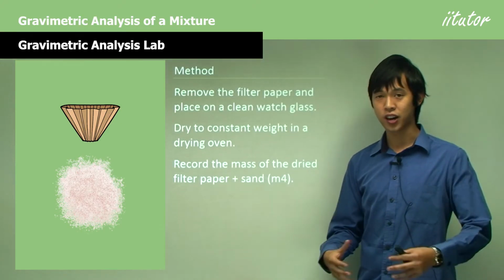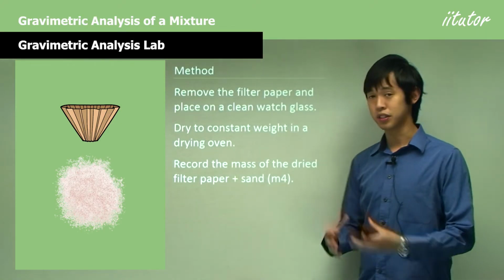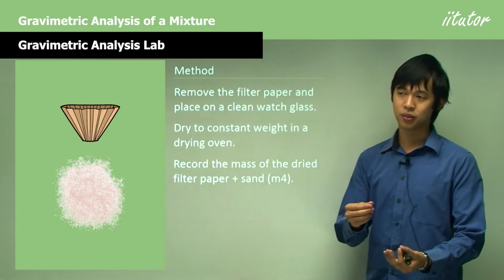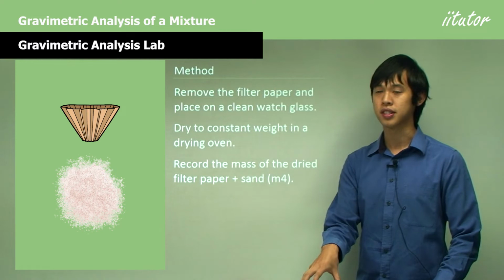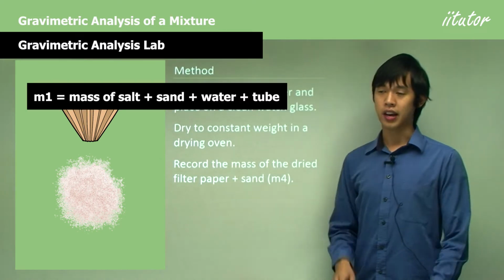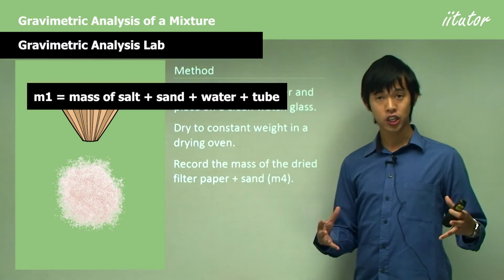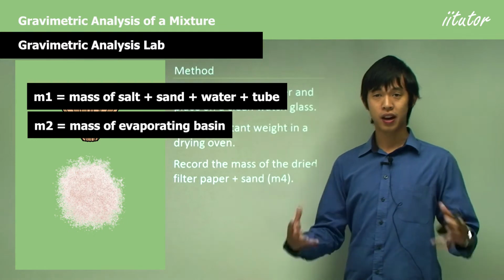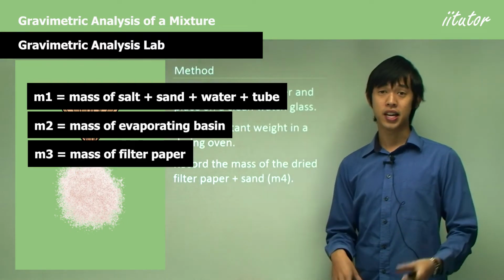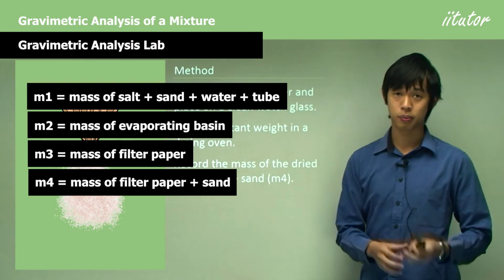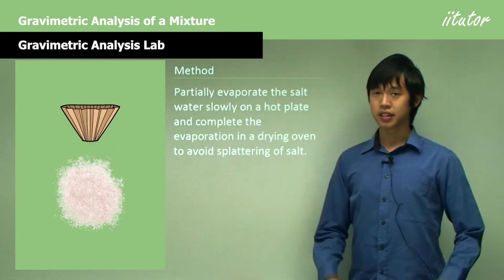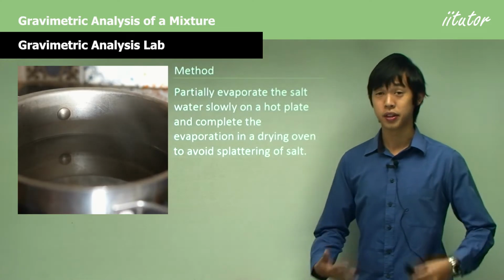Finally, after we've dried it, we record the mass of the filter paper and the sand. Obviously, we can't get all the sand out of the filter paper, so we'll just weigh the filter paper and the sand. And that's our number M4. M1 was the mass of the mixture, M2 was the mass of the evaporating basin, and M3 was the mass of the filter paper. And here's the key one: M4 is the mass of the filter paper and just the sand.